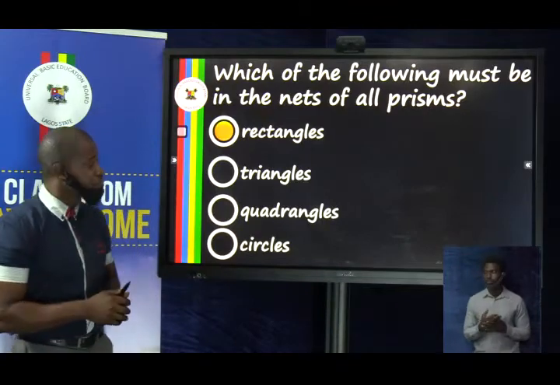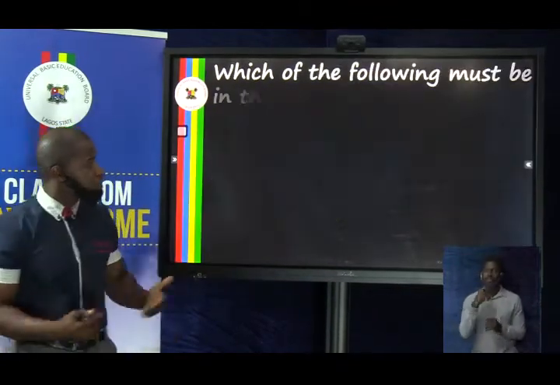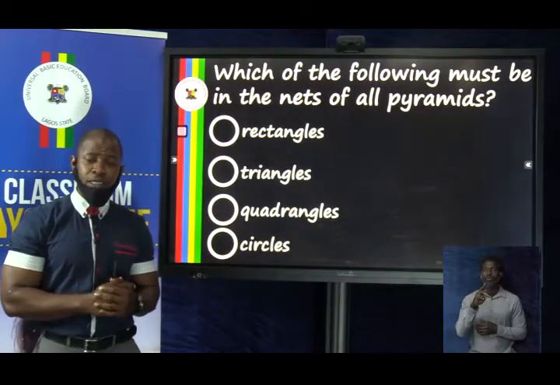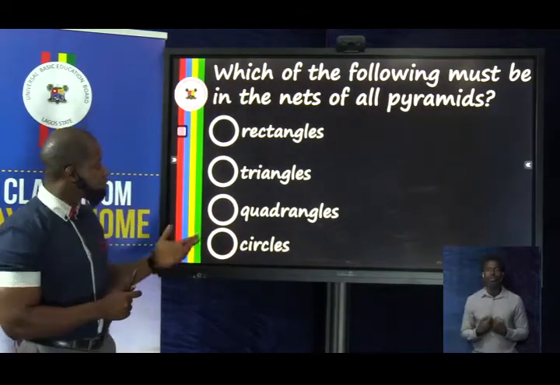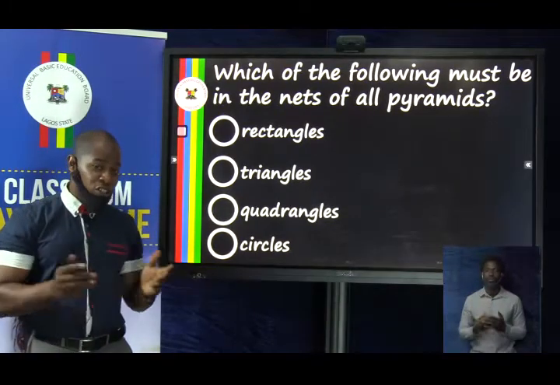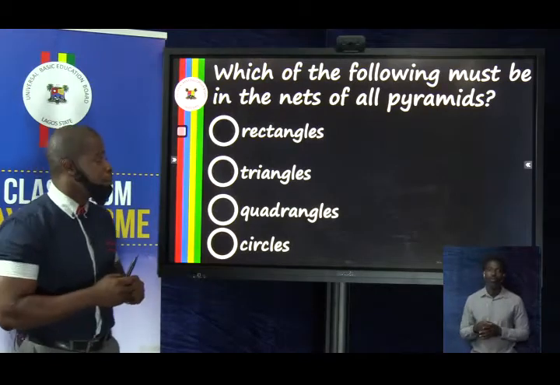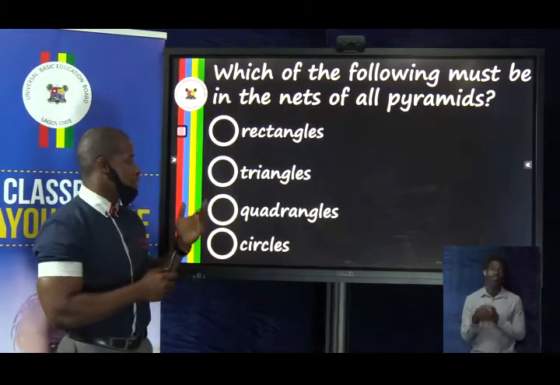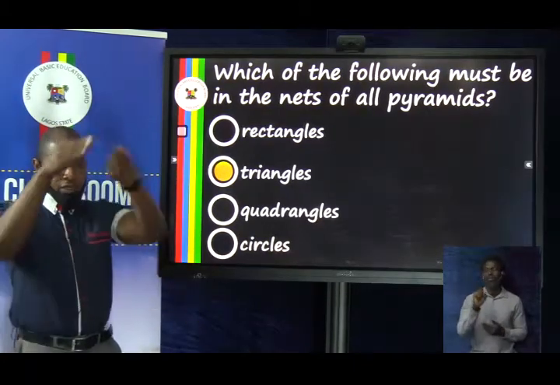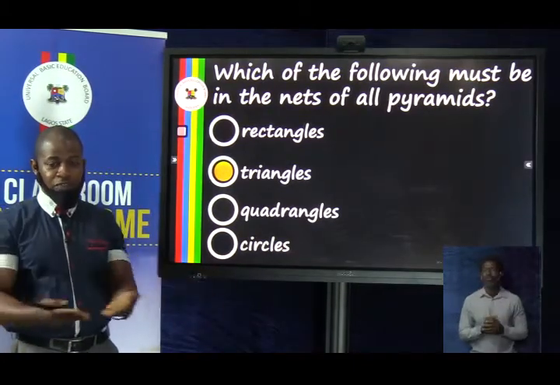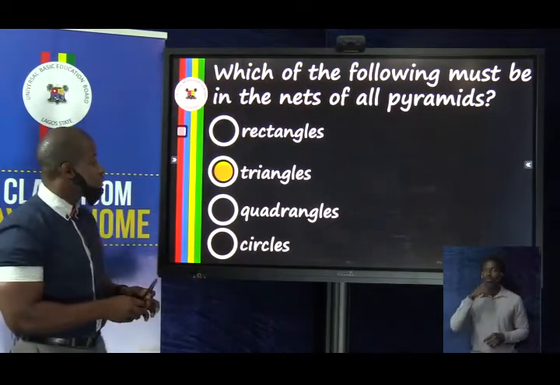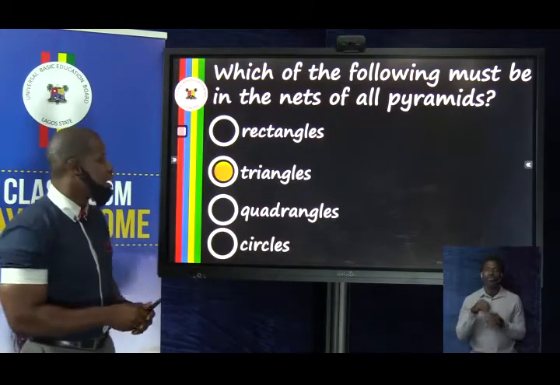You are amazing. So the next question says, which of the following must be in the net of all pyramids? All pyramids must have rectangles, triangles, quadrangles, or circles. Your guess is as good as mine. All pyramids must have triangles in their nets, because they have a flat base and the petals going towards the top. Flat base, and going towards the top. That's a triangle. So they must all have triangles in the net.